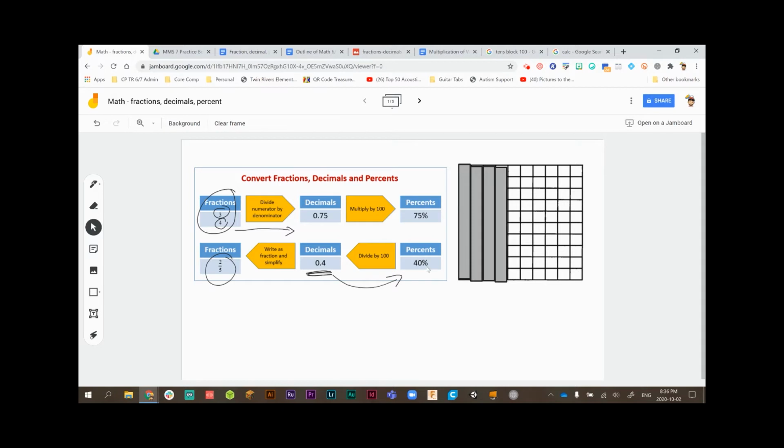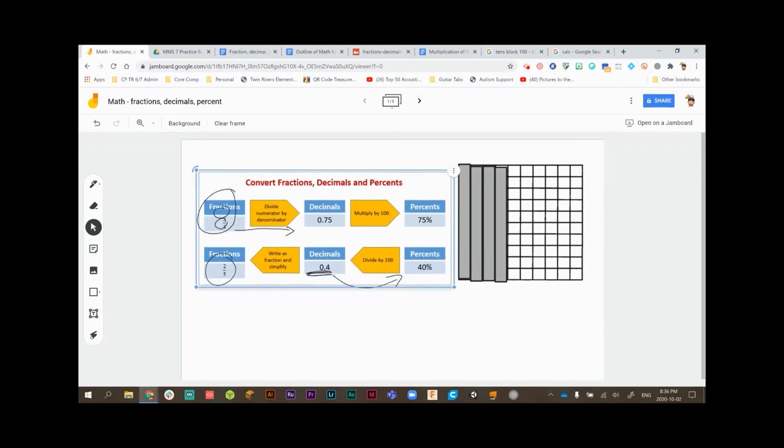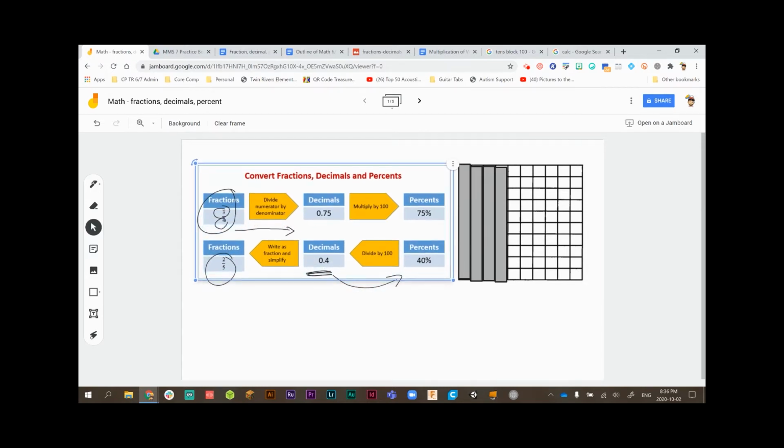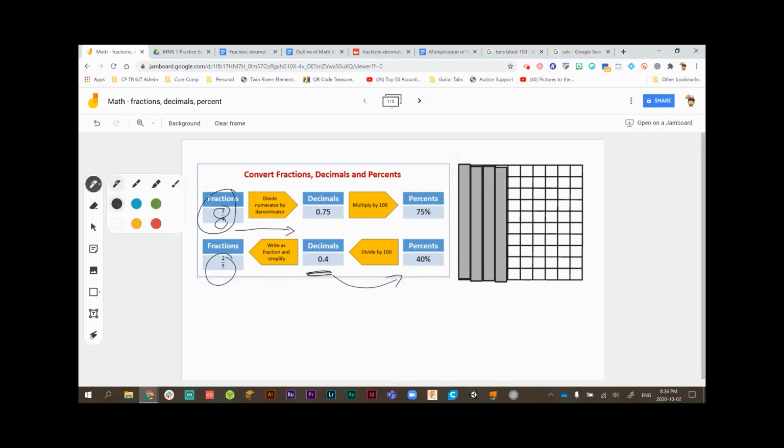Now, what happens if I give you a percent or a decimal? How do you know how to get to a fraction or a decimal? So you'll see here, if I give you a percent, we divide by 100, which is the opposite of multiply. Thanks for being patient. And then from a decimal to a fraction, we write it in its simplest form.